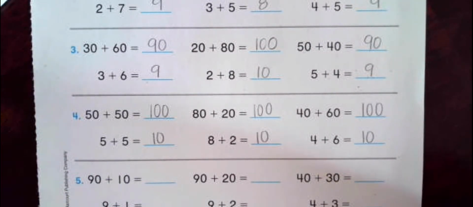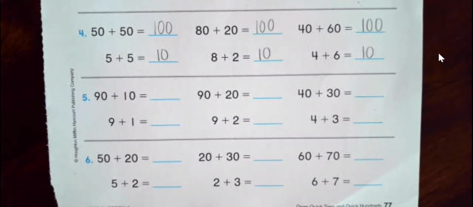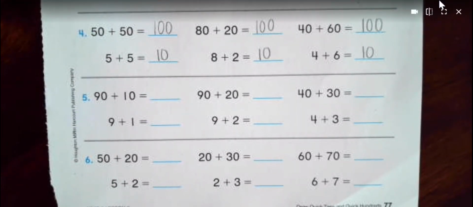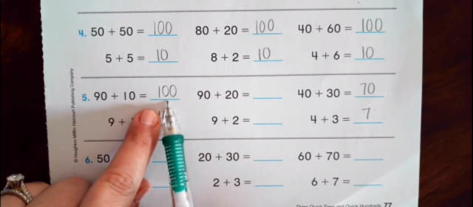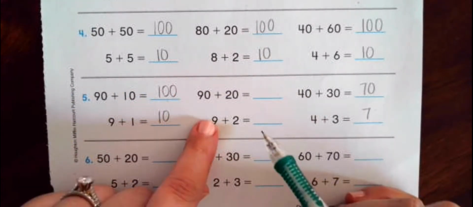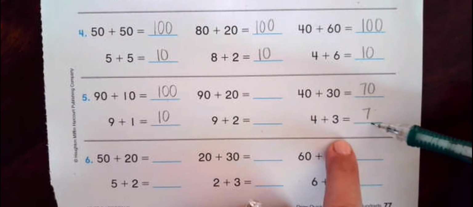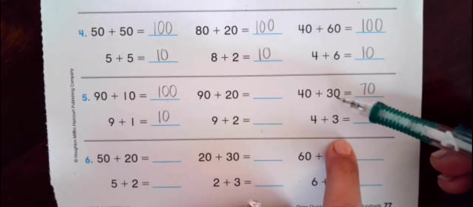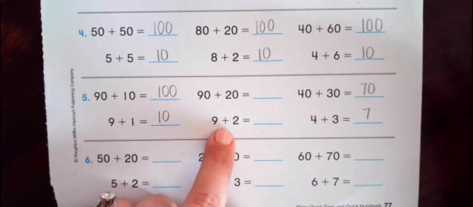Okay, now I want you to try and do number 5 on your own. And I want you to be very careful on this problem right here. So pause the video and do that now, please. Okay, so you should have done 9 plus 1 equals 10. So 90 plus 10 equals 100, adding that 0. We're going to skip this one for a minute. We're going to go right here. So 4 plus 3 equals 7. And then 40 plus 30 equals 70. Add on that 0.